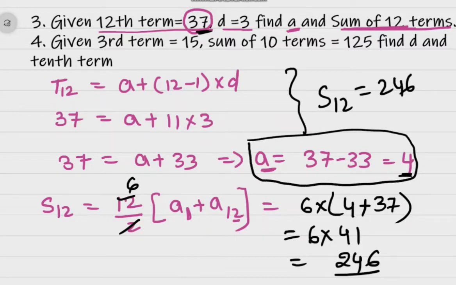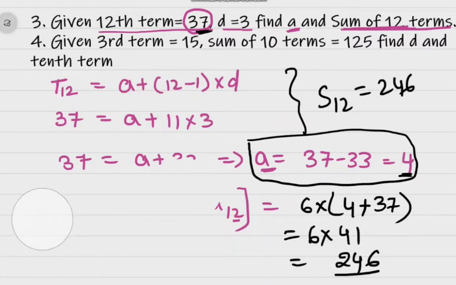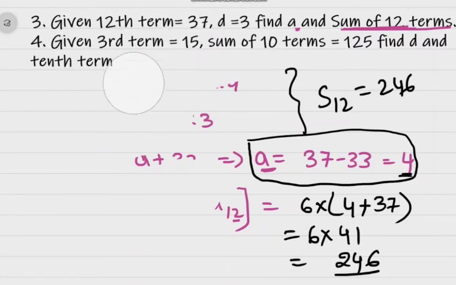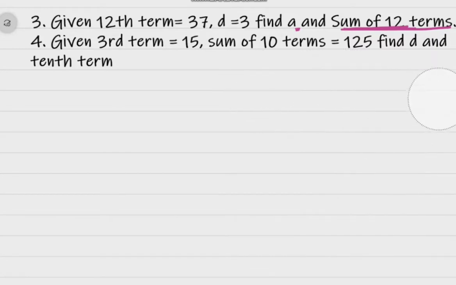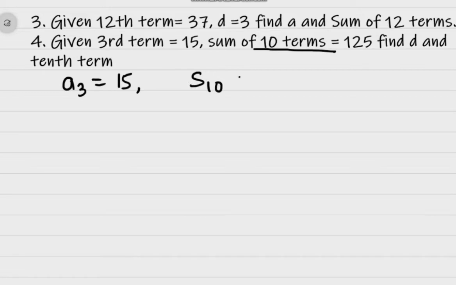Okay, now let's see our next question. Given the third term, here you have been provided with a3. a3 is given as 15 and the sum of 10 terms is equal to 125. This you have to keep in mind: S10, the sum of the first 10 terms, is given as 125. Now what you have to find? You have to find d and the 10th term.